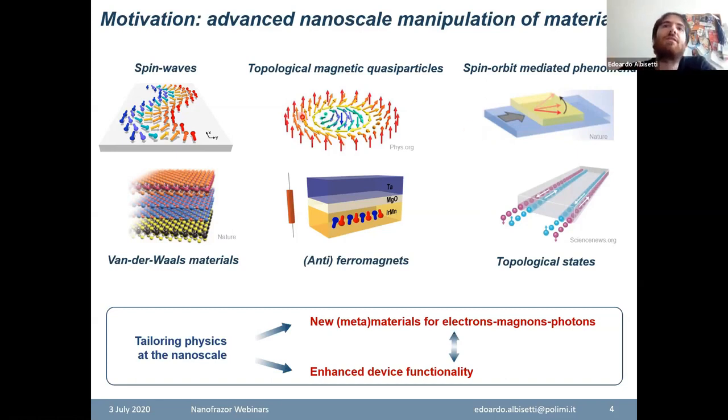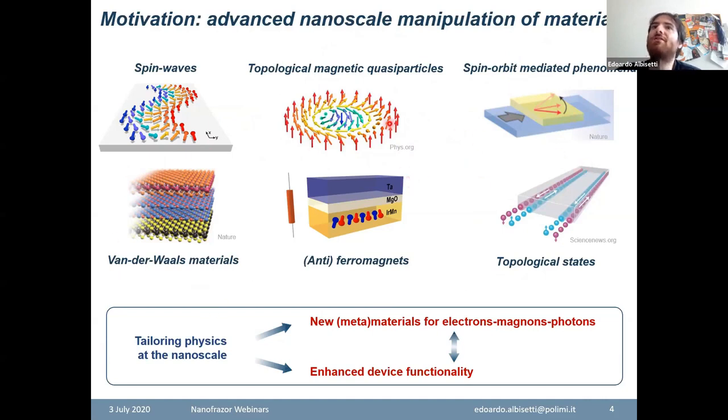And these are some of the physical discoveries that we are interested in. Spin waves, of course, that I will introduce briefly. Topological particles, if someone heard about skyrmions, for example, which are topological spin textures that live in ferromagnetic, and not only ferromagnetic, but in general in magnetic materials, and that can be used for data storage, for example. Spin orbit torques, always in magnetism, and some topological states in van der Waals materials.